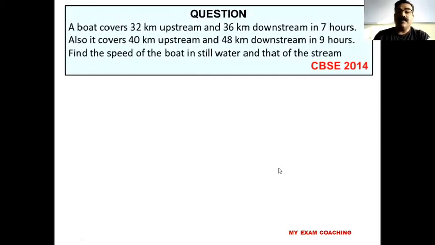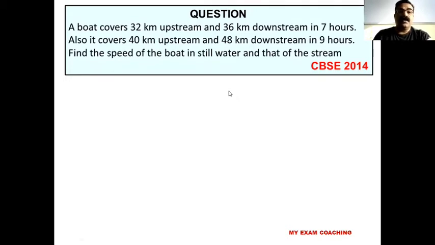So the next question is one of the very important 5-mark questions selected from chapter number 3, upstream and downstream. Again, this is also selected from the 2014 paper. A boat covers 32 kilometers upstream and 36 kilometers downstream in 7 hours. Also, it covers 40 kilometers upstream and 48 kilometers downstream in 9 hours. Find the speed of the boat in still water and that of the stream. Very important question. You can note the question, students. Then we will solve it.